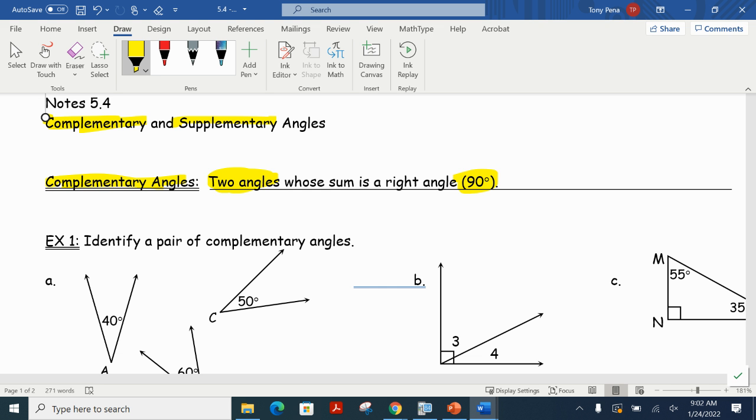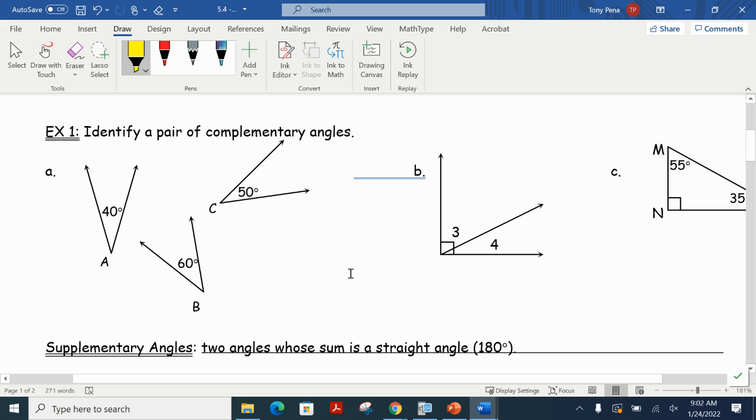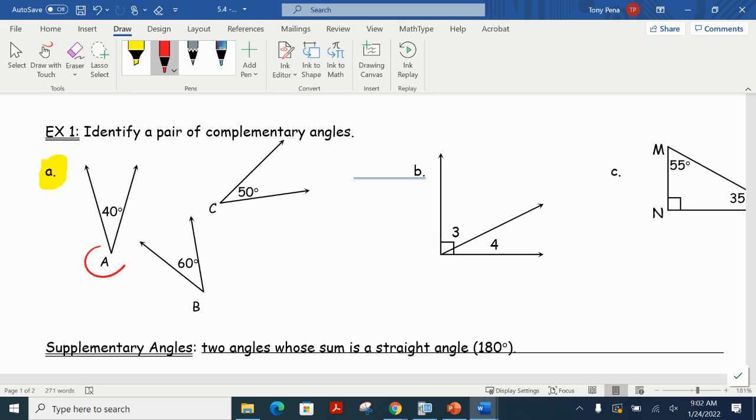So two angles that add up to be 90 degrees. If you look at letter A here, these three angles in here, if I ask you to identify a pair of complementary angles, you're just identifying the angles that add up to be 90 degrees, and it can only be two of those. If you look at angle A and angle C, when we add these two up, the 40 degrees and the 50 degrees, their sum is 90 degrees. So we would say angle A and angle C are complements of each other.